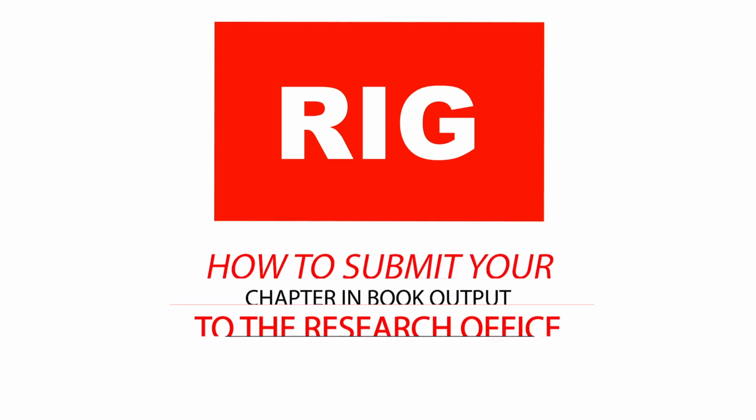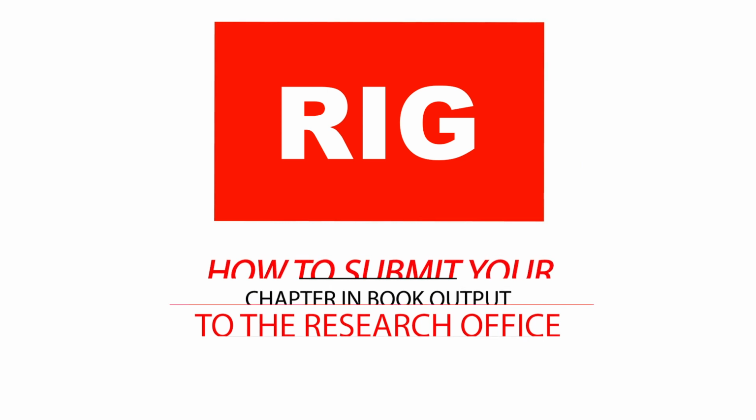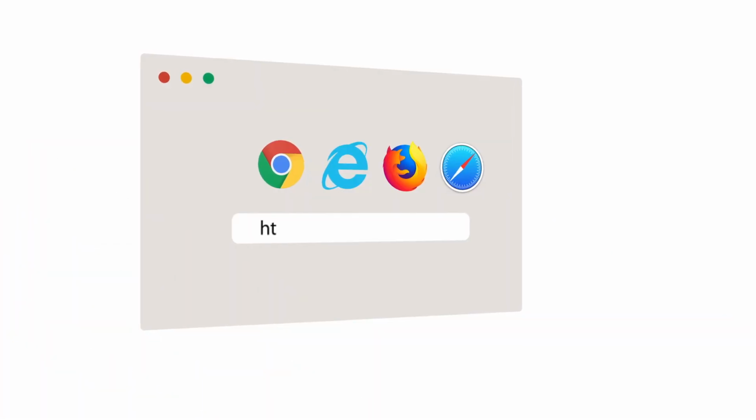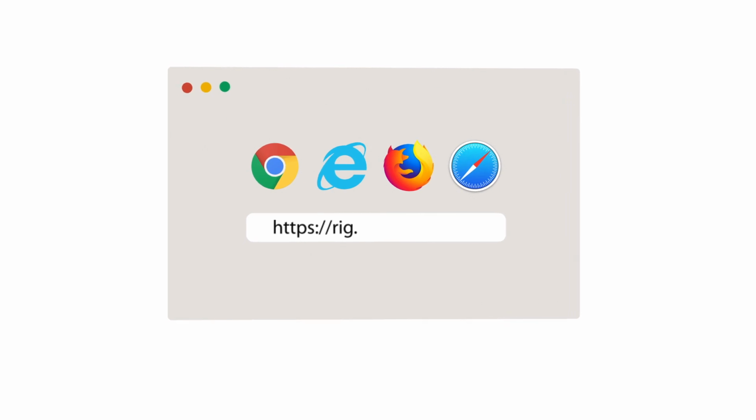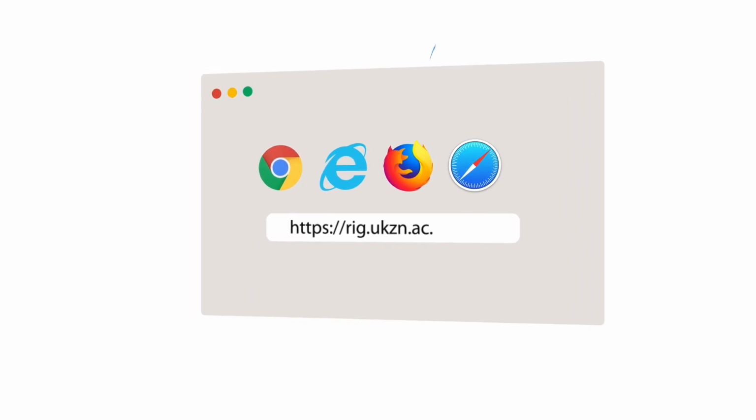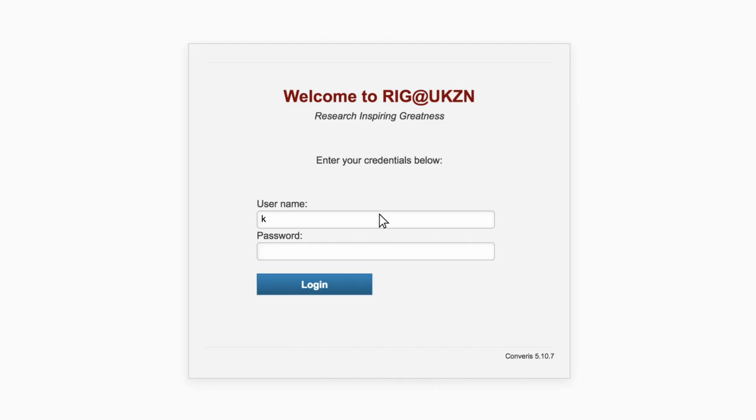In this session, we'll be showing you how to submit your chapter in book output to the research office. To add a chapter in book research output type, you will need to go to the RIG website located at https://rig.ukzn.ac.za. You can also find this link on the research office website.